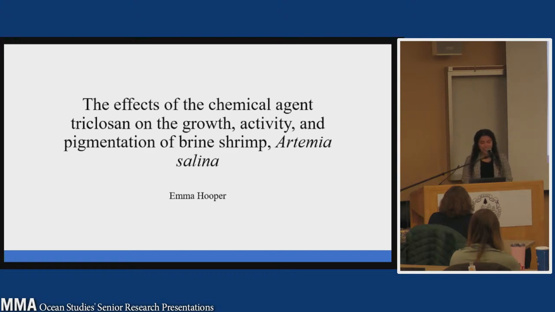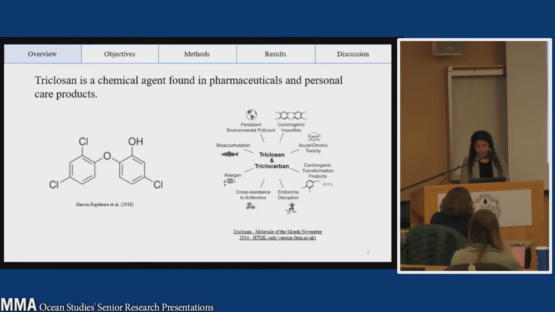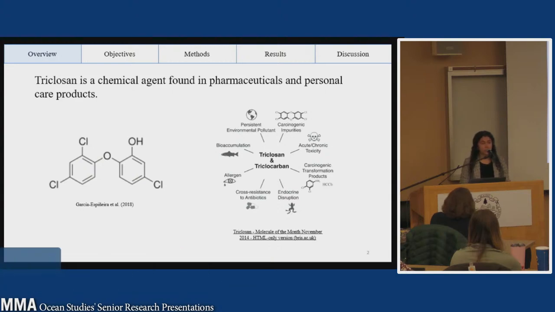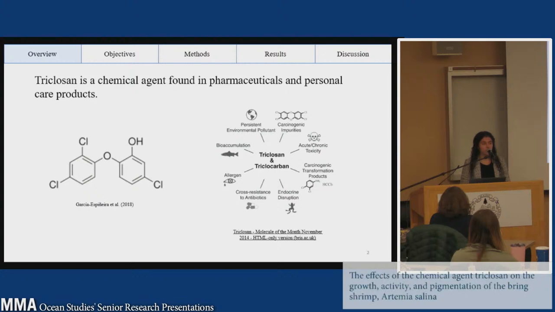Okay. So my senior research project was looking at the effects of the chemical agent triclosan on the growth, activity, and pigmentation of the brine shrimp Artemia salina. Triclosan is an antimicrobial chemical found in pharmaceuticals and personal care products, also known as PPCPs. These products include soap, hand sanitizer, dish soap, toothpaste, mouthwash, kind of the everyday household products a lot of us use that you may not realize have harmful chemicals in them.